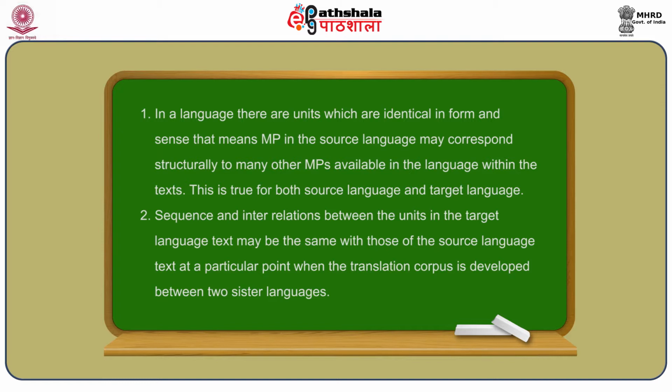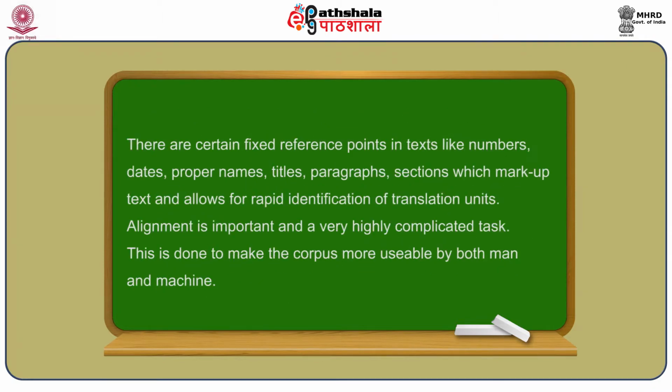Second, sequence and interrelation between the units in the target language text may be the same as those of the source language text at a particular point in the parallel translation corpus, when the corpus is developed between two sister languages. Third, there are certain fixed reference points in text like numbers, dates, proper names, titles, paragraphs, sections, which mark out text and allow rapid identification of translation units.